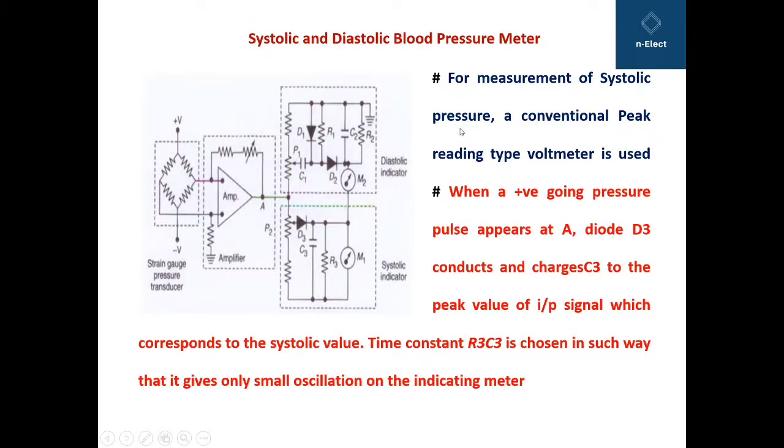For measurement of systolic pressure, that is this part, a conventional peak reading type voltmeter is used, which is M1 shown here. When a positive going pressure pulse appears at point A, the diode D3 conducts, and as D3 conducts, it charges the capacitor C3 to the peak value of the input signal, which corresponds to the systolic value. The time constant, decided by the values of R3 and C3, is chosen in such a way that it gives only small oscillations on the indicating meter, and the meter points to the systolic blood pressure.